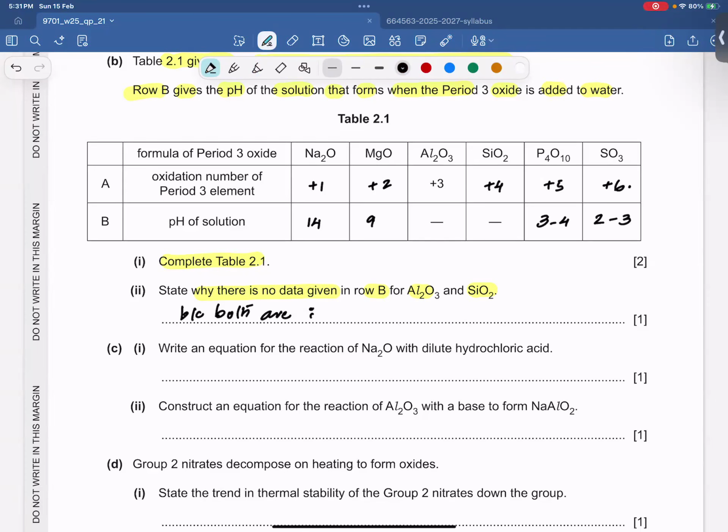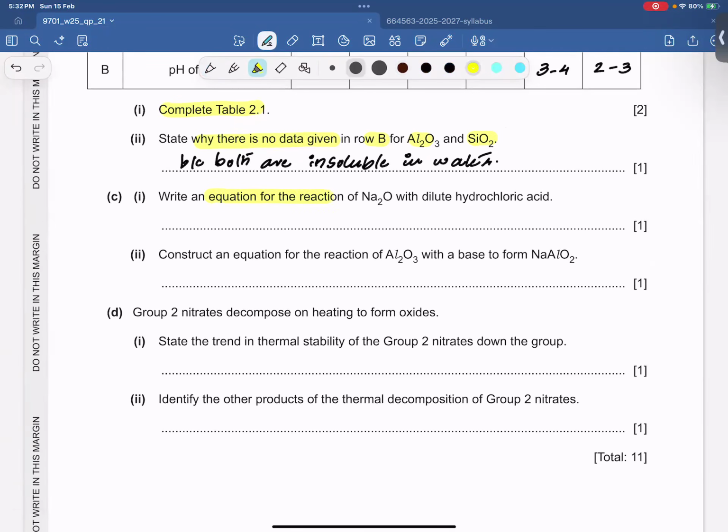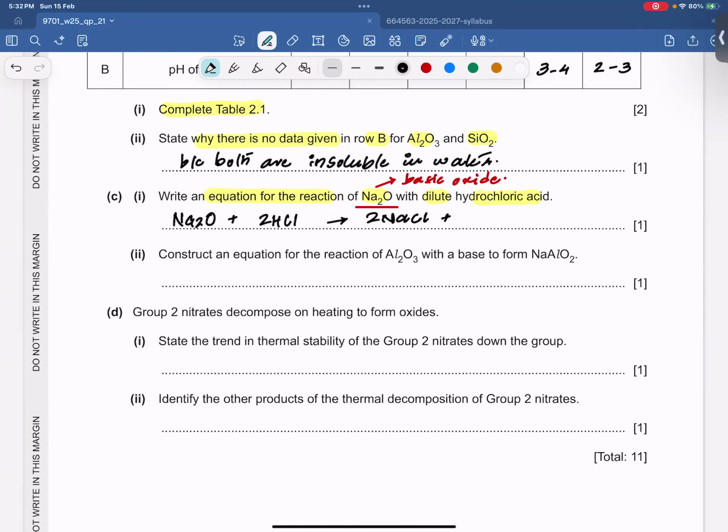Because both are insoluble in water. Write an equation for the reaction of sodium oxide with dilute hydrochloric acid. One thing you need to remember is that sodium oxide is basically a basic oxide, and all basic oxides can react with acid to form salt and water. So sodium oxide is Na2O. It is reacting with hydrochloric acid, converting into sodium chloride, which is your salt, and water.